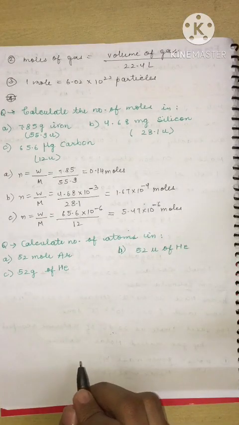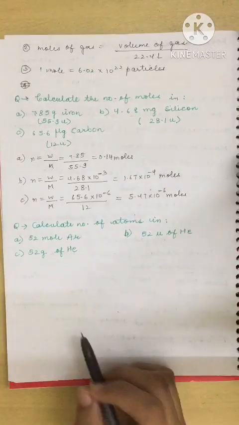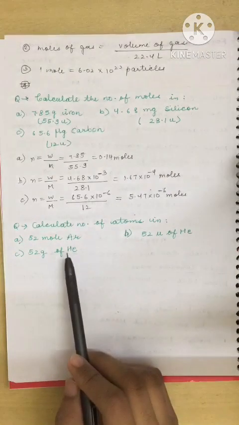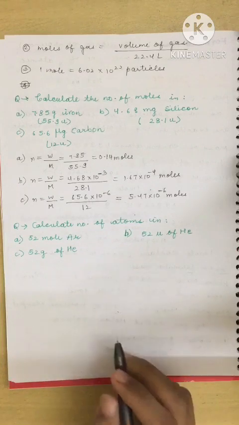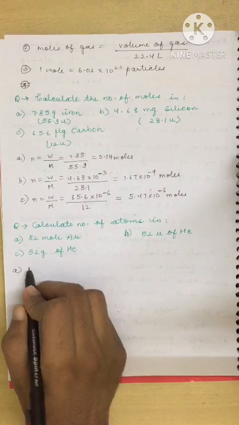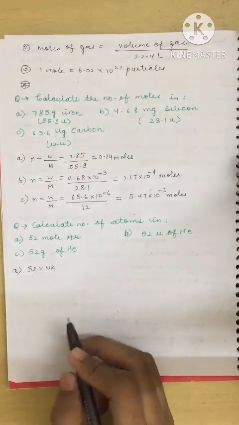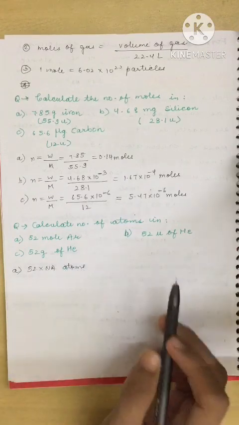Now next, calculate the number of atoms in the following. The first given is 52 mole argon. Now we know that 1 mole of any substance contains 6.022 × 10^23 atoms or particles. So 52 moles will contain how much? 52 multiplied by that Avogadro number. These atoms are present inside the 52 mole of argon.